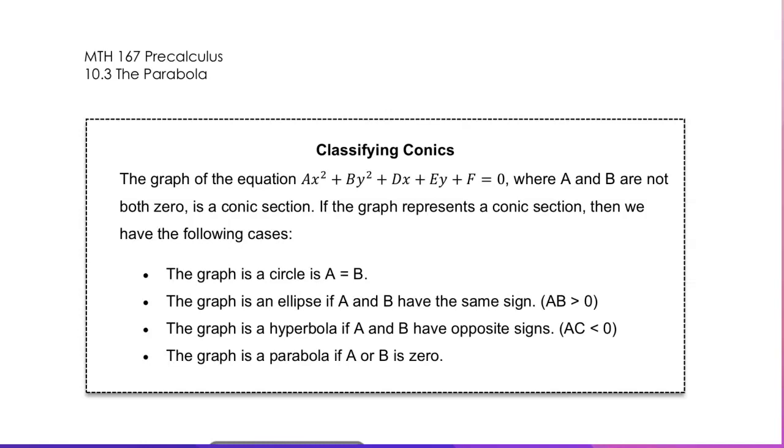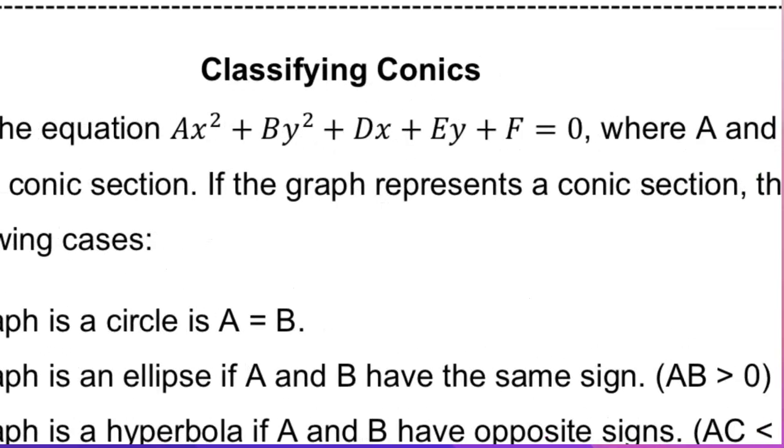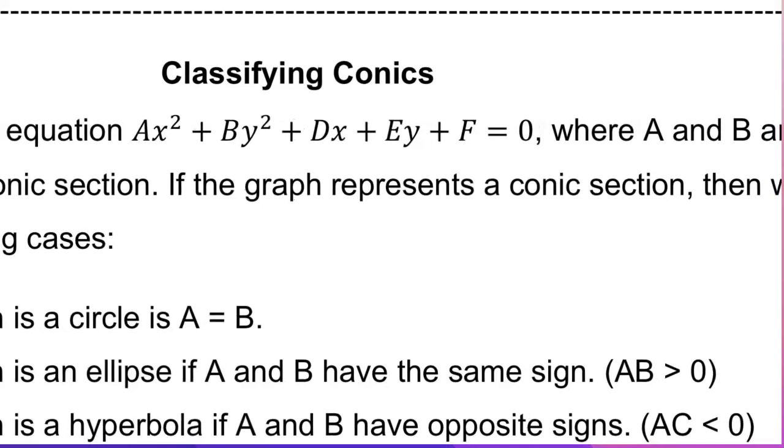The last topic of 10.3 is classifying conics. So we're going to be given some of these equations of graphs in Ax squared plus By squared plus Dx plus Ey plus F equals 0. But you really don't have to look at all of them. All you've got to look for is the leading coefficient, the coefficient for the x squared term, and the coefficient for the y squared term.